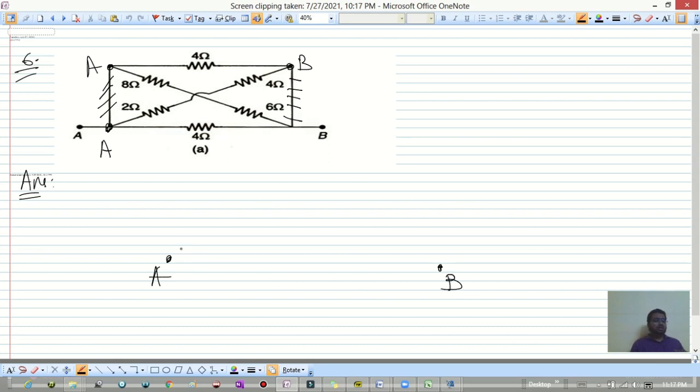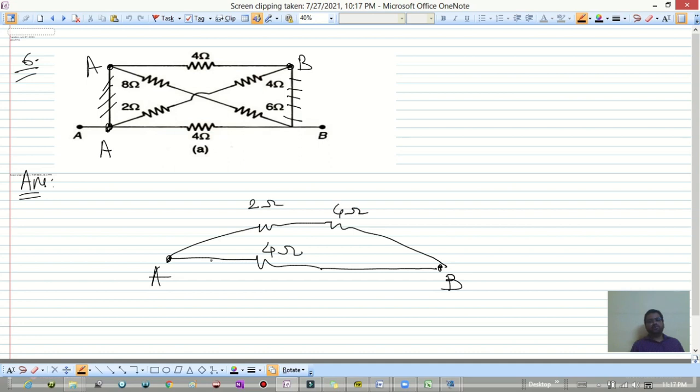If you are not able to find any connection or symmetry, always try to redraw the circuit so that it will be simple. So see here, between A and B there is a 4 ohm resistance, between A and B 2 ohm and 4 ohm, between A and B 6 ohm and 8 ohm, 4 ohm. That means between A and B a 4 ohm resistance is there. Between A and B there are 2 resistances of values 2 ohm and 4 ohm.